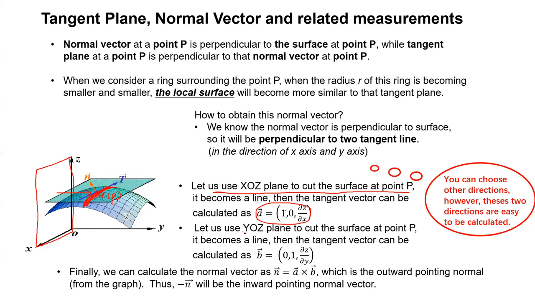And we use the YOZ plane to cut the surface. The same, this plane. And we'll get another curve like this one. And we can get the tangent line at point P, of course. And we can calculate it down. And finally, we use a cross product to get a normal vector. So I will tell you why it is written as this one.